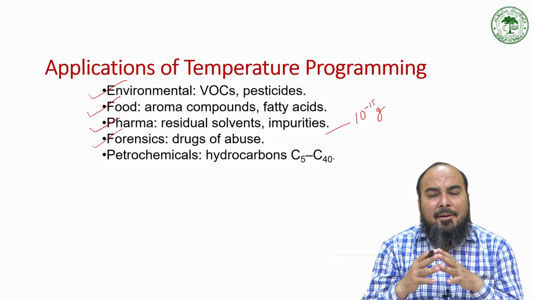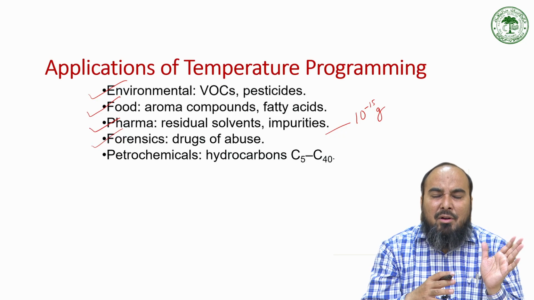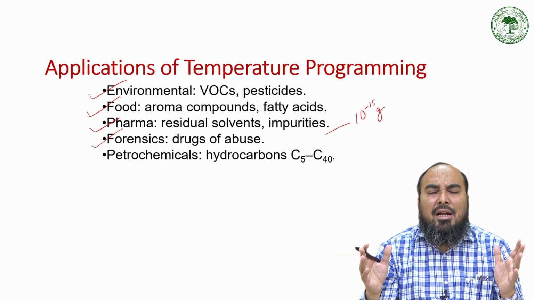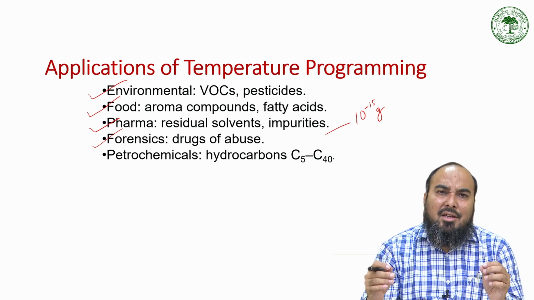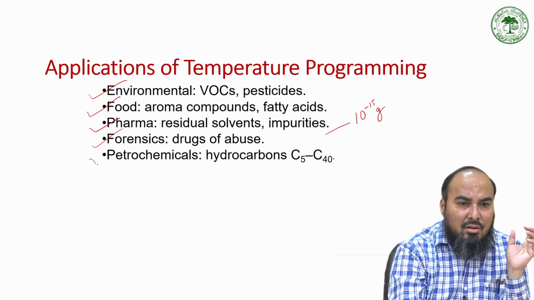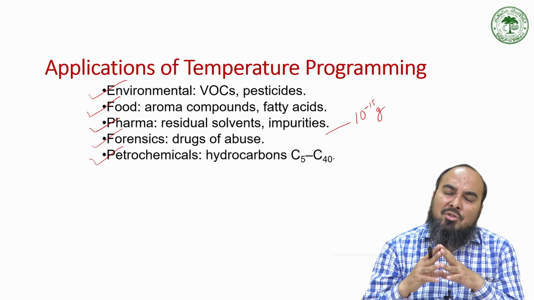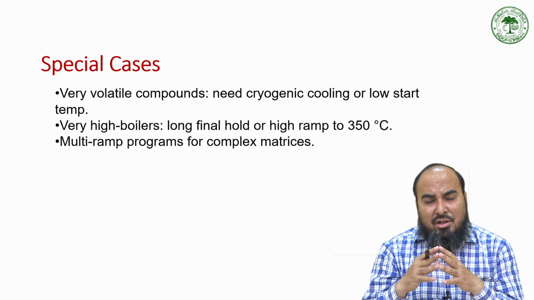Similarly, we have seen that if you are going to analyze certain petrochemicals, which range, in the earlier example, from 8 carbon to 30 carbon, you can get a well separated chromatogram, where each component is defined by a well resolved peak. So it is very good. Even ASTM has recommended using a temperature programmed GC. Okay. So there are special cases also.